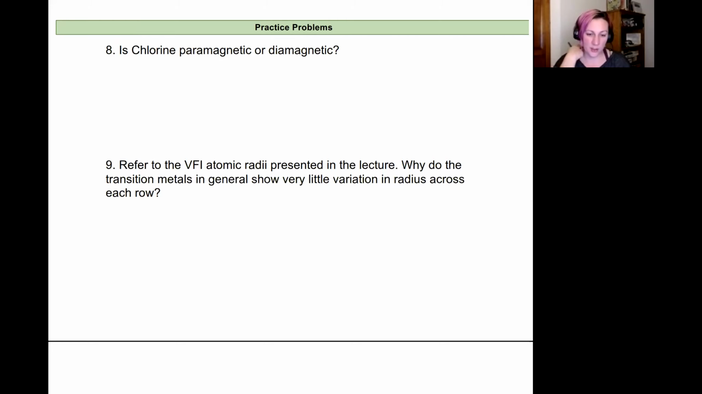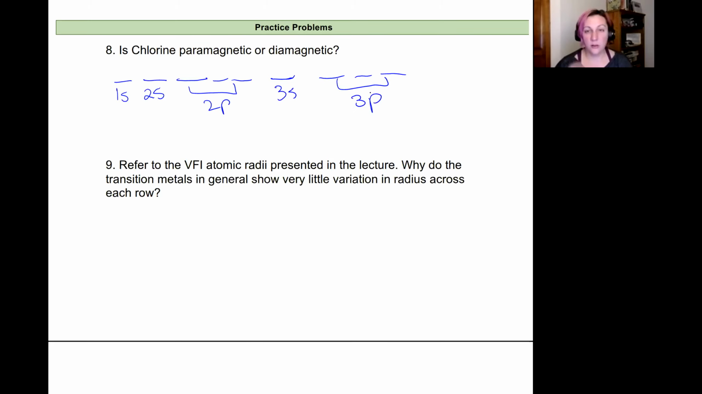So I'm going to draw up a quick orbital diagram. I'm just going to make it degenerate since I don't really need to worry about the relative energy levels. So I know I'm going to have a 1s orbital, 2s, 2p, 3s, and 3p.